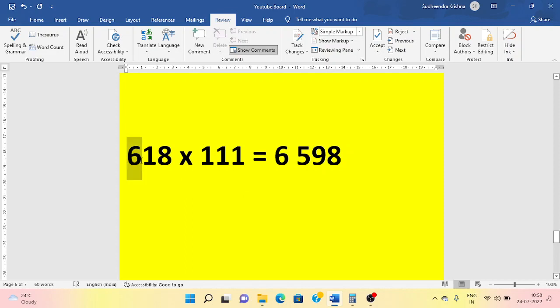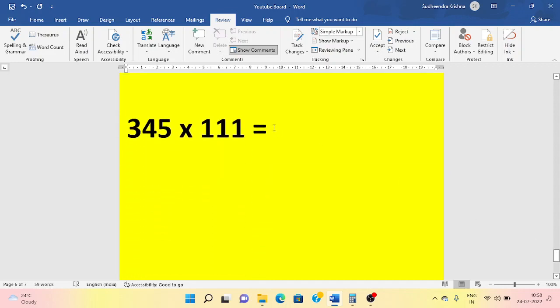Now you add the digits 6 and 1. 6 plus 1 is 7. 7 plus 1 carry over will give you 8. So this is the required answer. So 618 into 111 is equal to 68,598. It's as simple as this.